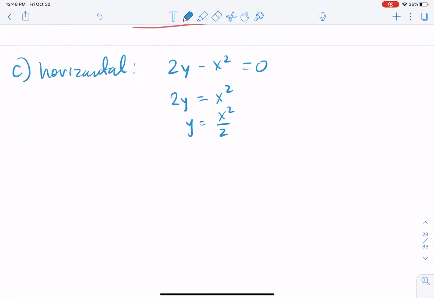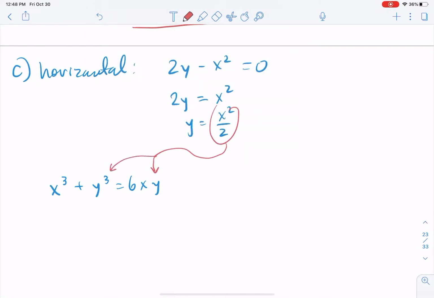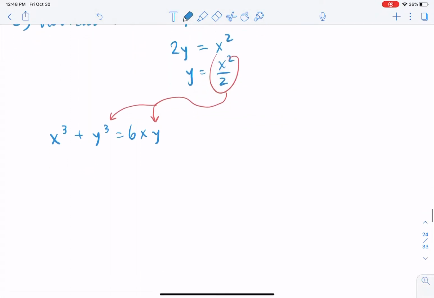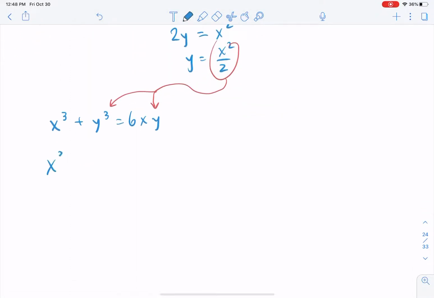Take my word for it, that original equation is x cubed plus y cubed is equal to 6xy. So we will plug this in for y. It's going to go here, and it's going to go there. And then simplify all the other stuff. x cubed plus (x squared over 2) cubed is equal to 6x times x squared over 2. And now we have an equation that's just got one variable in it.